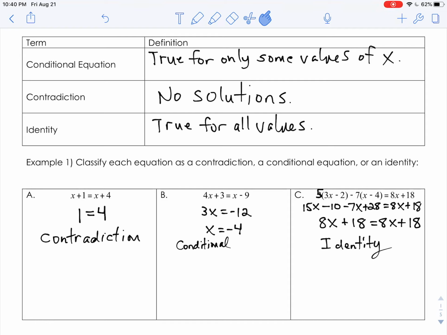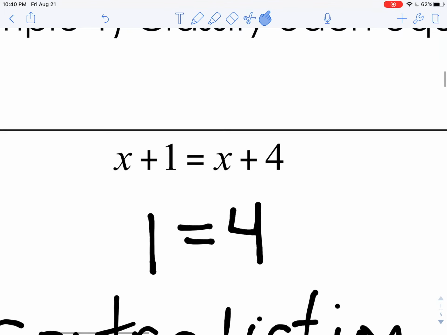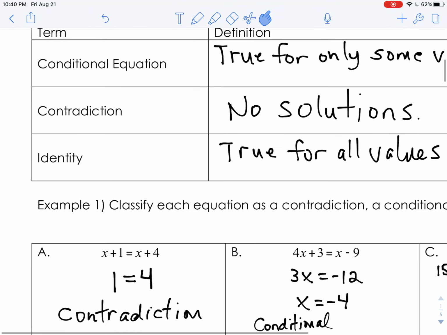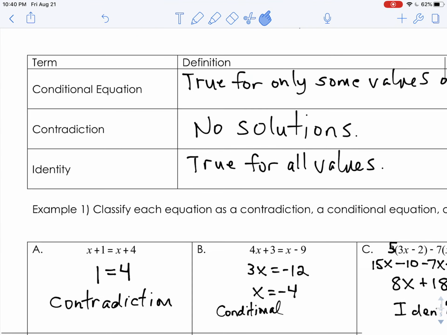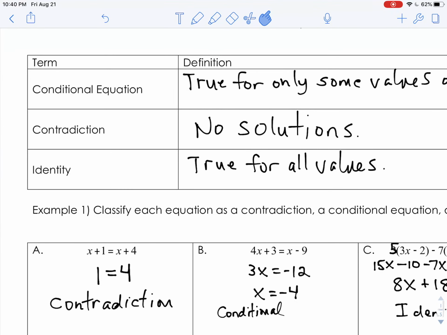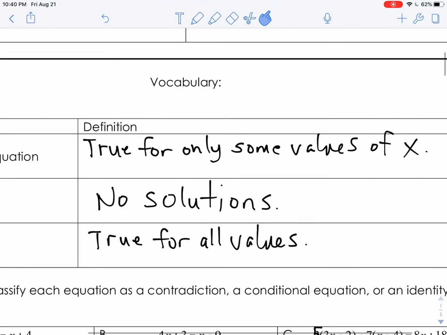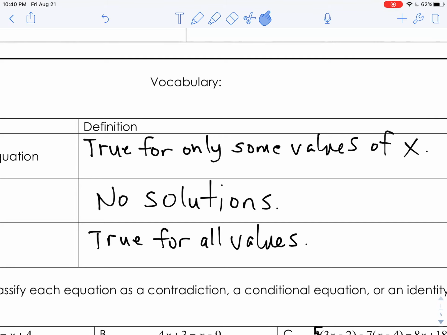We have three terms we want to start with: a conditional equation, a contradiction, or an identity. Just because you see an expression with an equal sign in between, numbers and letters with an equal sign, it doesn't mean that they're all treated the same. Some equations, which the ones we're most used to, are called conditional equations. And that's true for only some values of x. And that's why we usually solve for x to find out what values make that equation work.